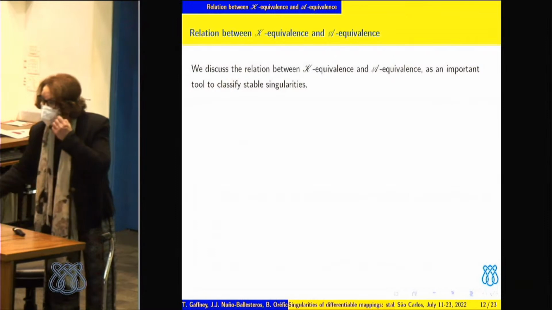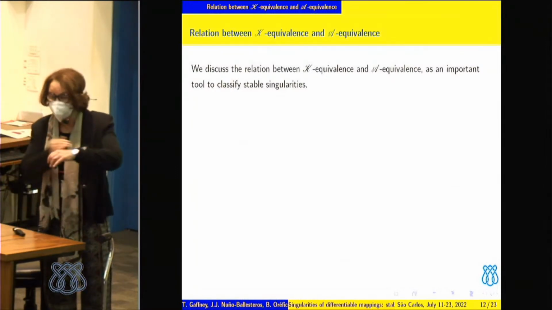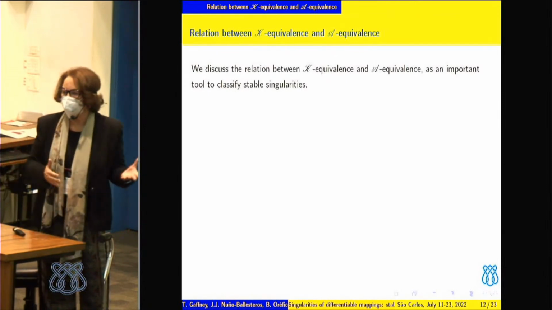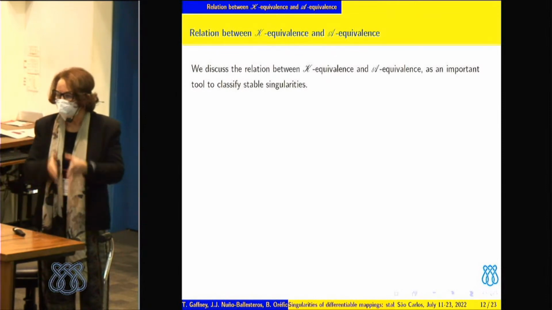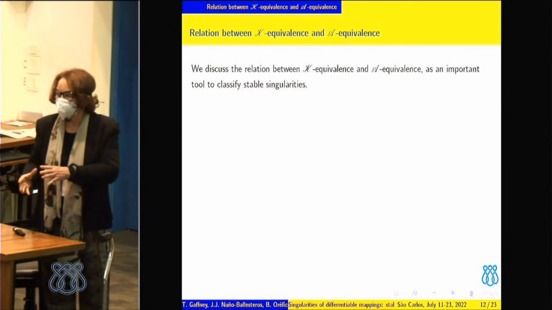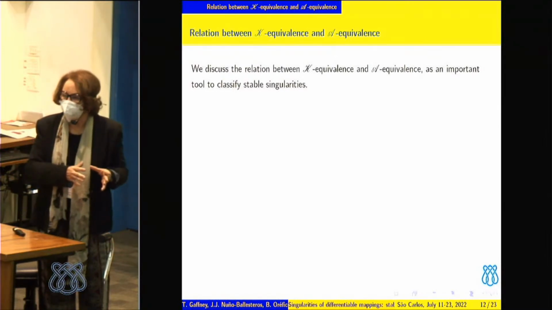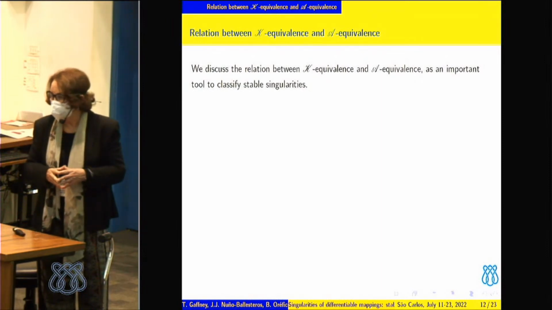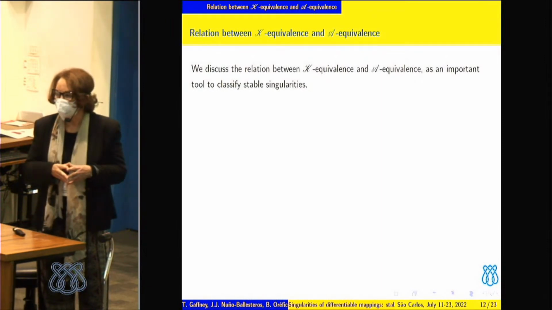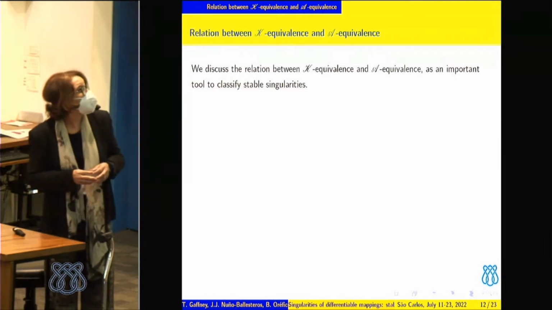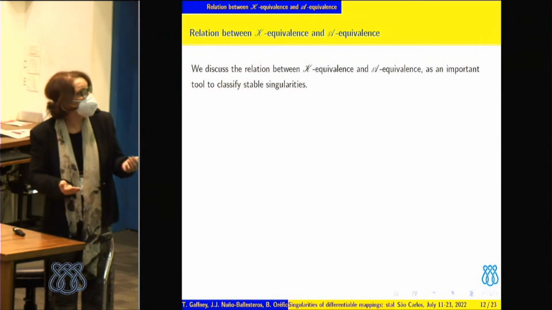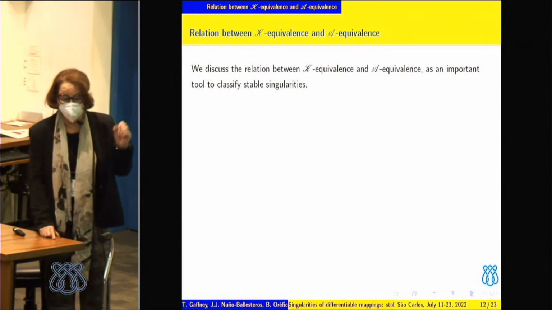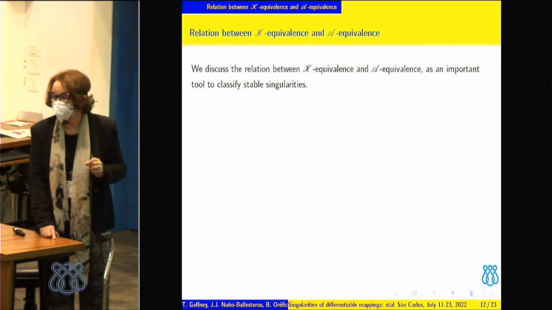Okay, so this was the important result of this first part of this lecture, which is to show that K-versality is equivalent to K-transversality, right? And with the consequence we can get from this. From here to the end of the lecture, we go then to look at the relations between K-equivalence and A-equivalence, okay?